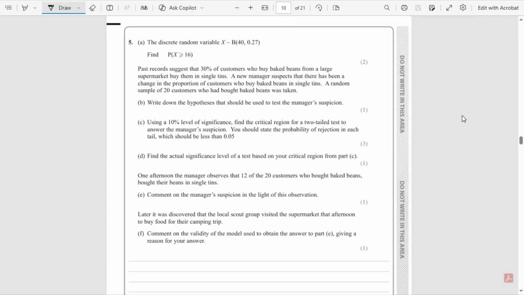So for part A of the question, we have the discrete random variable X, and X is binomially distributed with 40 trials and a success rate of 0.27. Find the probability that X is greater than or equal to 16.